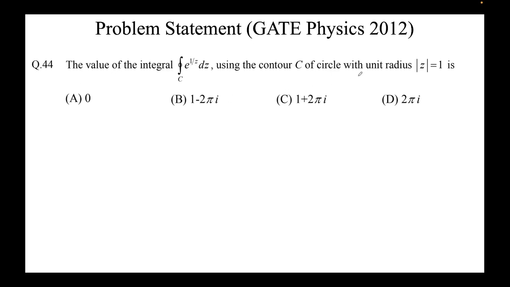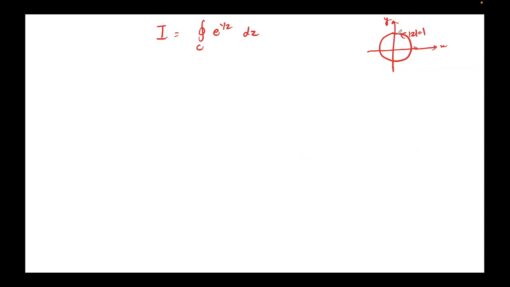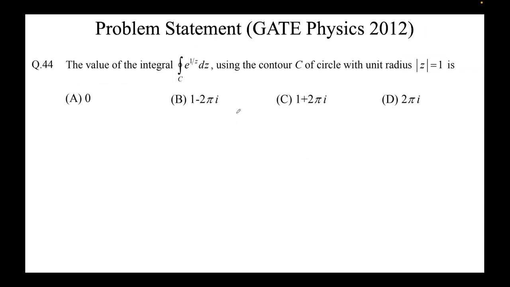So this is the question that I was in 2012, and I have one more question from 2014. These keep on repeating, so that's why I'm emphasizing. The question asks for the value of the integral. C is the contour, which is given like this: a circle with unit radius, |z| equal to 1, and this is the expression that we want to integrate. And this is a multiple choice question with one correct answer, and we'll try to find out the correct option.